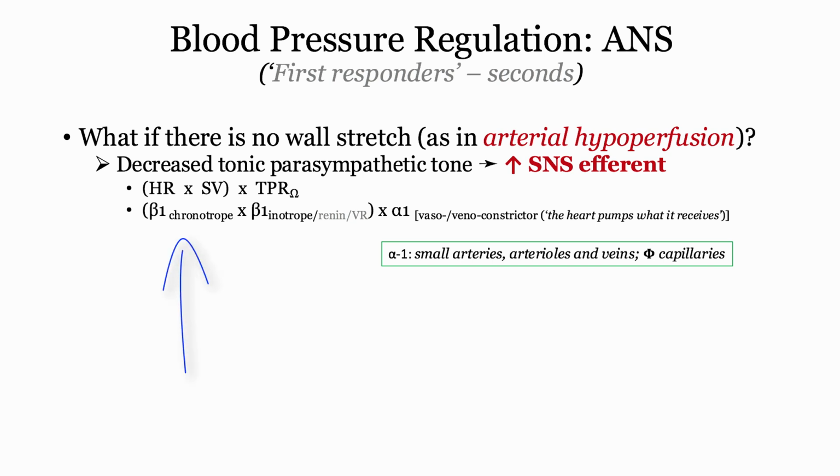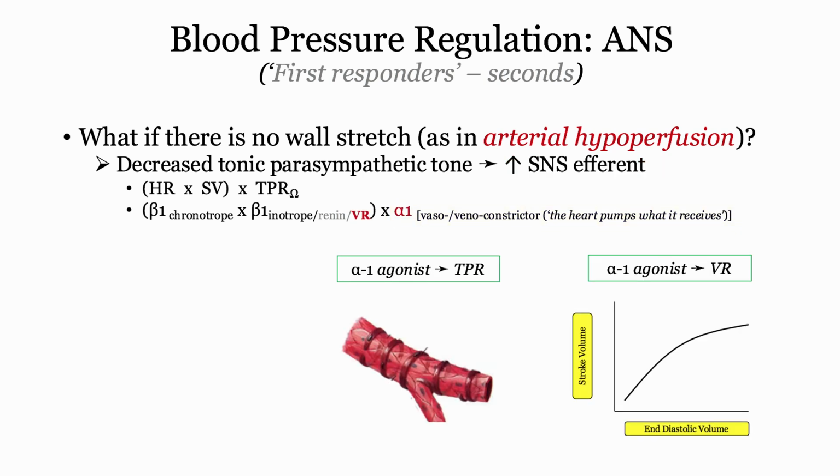Well, by formula, you can see a beta-1 stimulated increase in heart rate, as well as a beta-1 stimulated increase in stroke volume by way of the inotropic effect. We already mentioned the blood vessels themselves are richly innervated with alpha-1 adrenergic receptors. When those are stimulated, we get both vaso and venoconstriction. Relative to the venoconstriction, the more blood that returns to the heart, the more it will pump. So what does this look like?